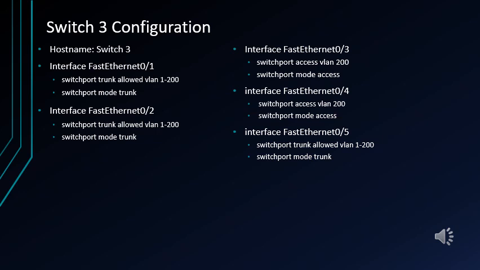Switch 3 configuration. So the host name was switch 3 and interface fast Ethernet 1 used switchport trunk, allowed VLAN 1 through 200 and switchport mode trunk. Interface fast Ethernet 2 used switchport trunk, allowed VLANs 1 through 200 as well, and switchport mode trunk. Interface fast Ethernet 3 used switchport access for VLAN 200 and switchport mode access. Interface fast Ethernet 4 used switchport access for VLAN 200 as well, and switchport mode access. Interface fast Ethernet 5 used switchport trunk, allowed VLAN 1 through 200 and switchport mode trunk.